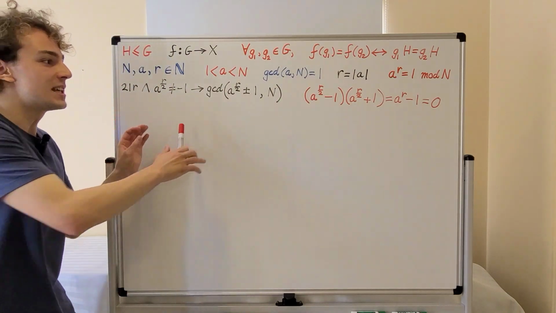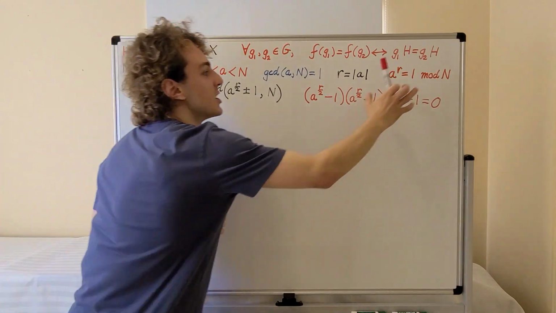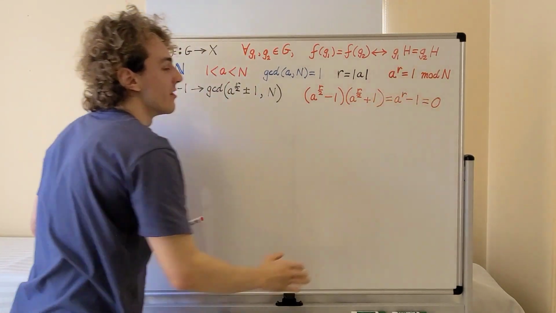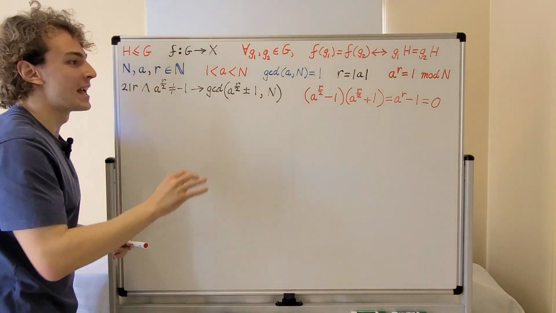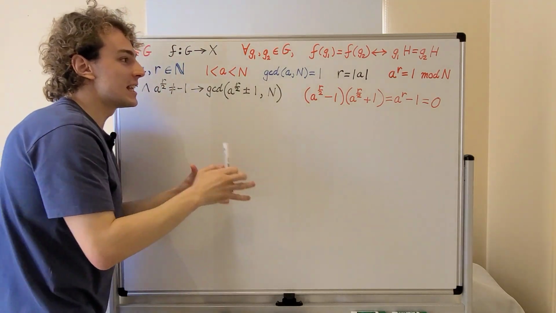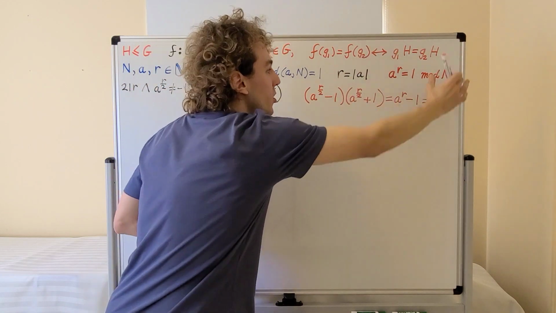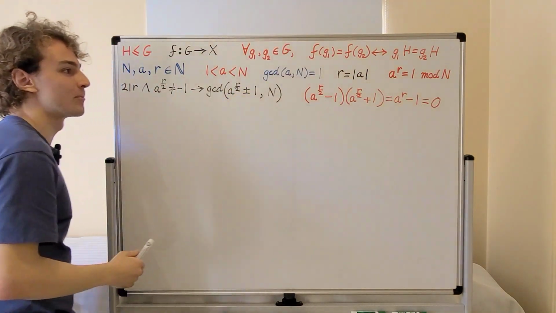So that is the deep relationship present between integer factorization and order finding. If you can do order finding efficiently, then you can do integer factorization efficiently. So we've taken this integer factorization problem and we've turned it into an order finding problem. Now let's write the order finding problem in the format of a hidden subgroup problem.